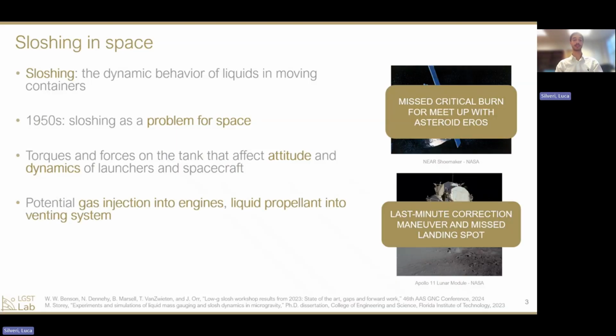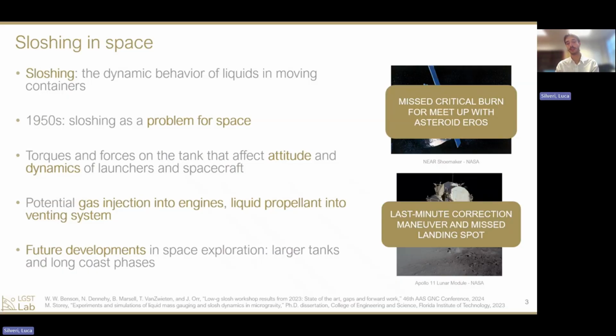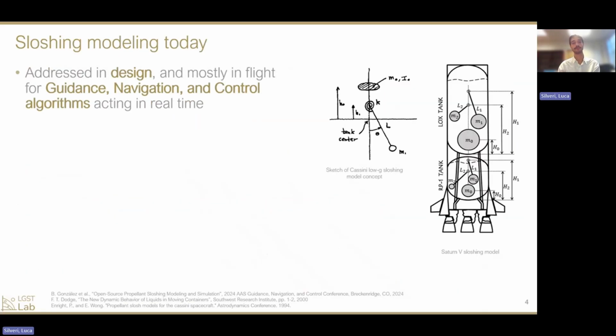Other potential problems that can be caused by sloshing are gas injection into engines and liquid propellant into the venting system. And since future developments in space exploration involve larger tanks and long coast phases, sloshing has to be addressed.